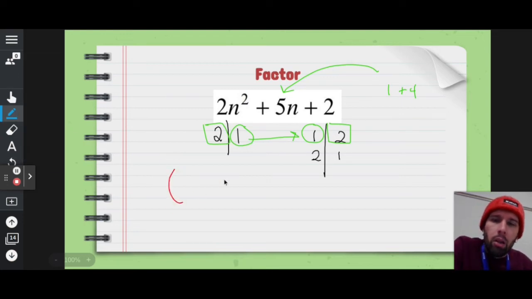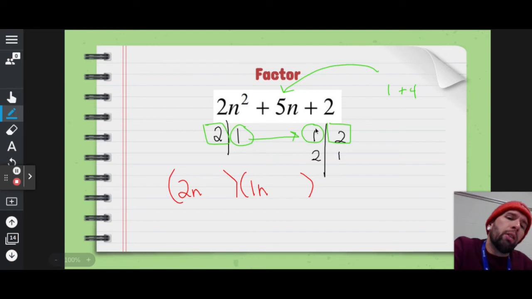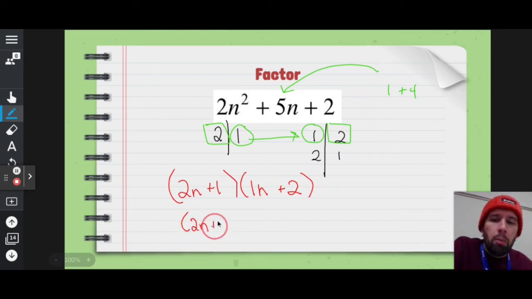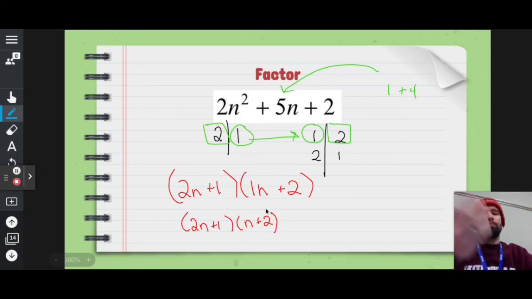Here are your parentheses. 2 is the first guy attached to the n, so 2n. 1 is the second guy attached to the n, so 1n goes in the second parentheses. Positive 1 is the first guy not attached to an n, so plus 1. And 2 is the second guy not attached to an n, plus 2. I don't like that 1 there, so I'm just going to clean it up. 2n plus 1, n plus 2. Done. The Nick Perich method.